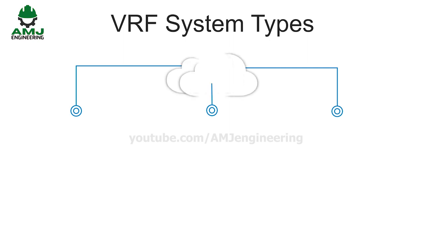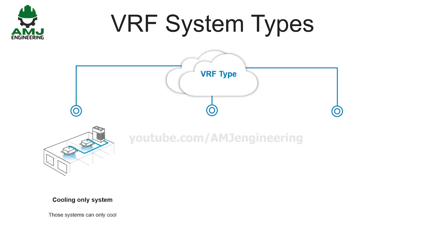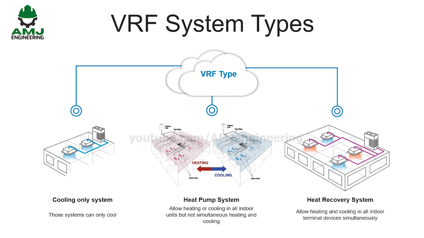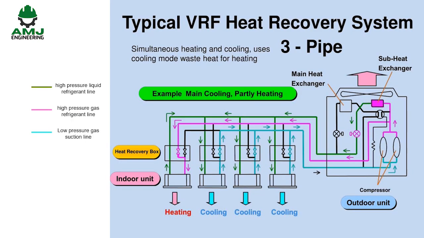There are three VRF system types. Cooling-only systems can only cool. Heating is not available. Heat pump systems, also known as two-pipe VRF, allow heating or cooling in all indoor units, but not simultaneous heating and cooling. All the indoor units can either heat or cool, but not at the same time. Heat recovery systems, also known as three-pipe VRF, allow heating and cooling in all indoor terminal devices simultaneously. Those systems are the most sophisticated ones. Let us see how a VRF heat recovery system works.